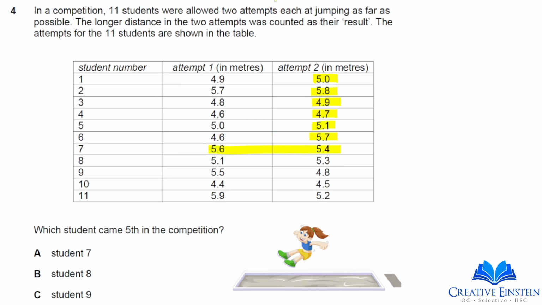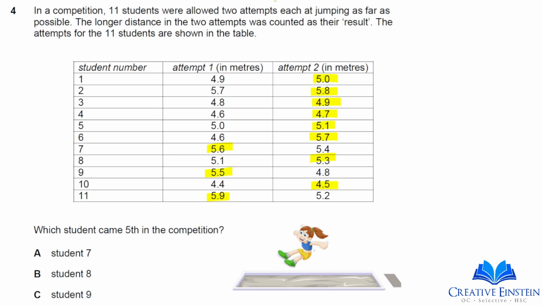Student 7, that's where it gets a little bit tricky because the first attempt is actually longer. Student 8, 5.3. Student 9, again, the first attempt is much longer. Student 10, second attempt. Student 11 was the first attempt.